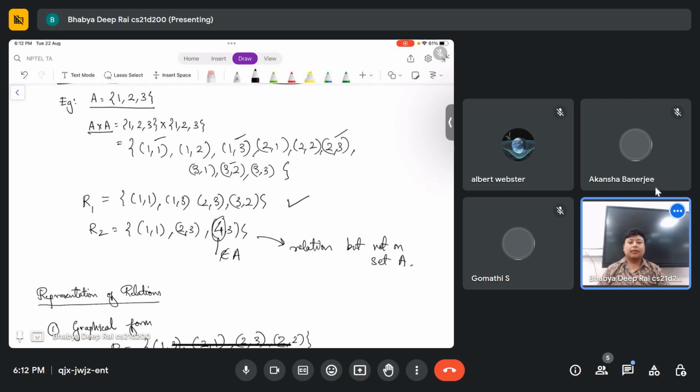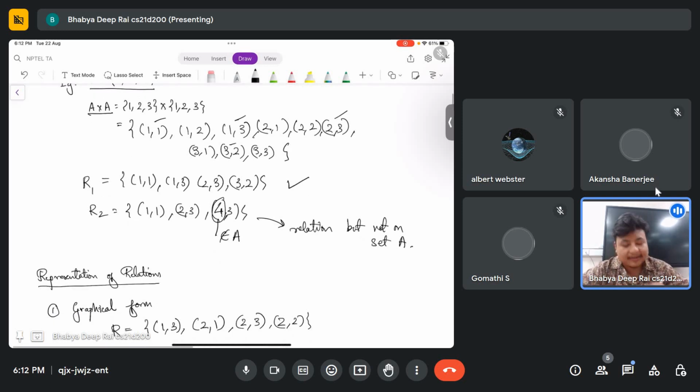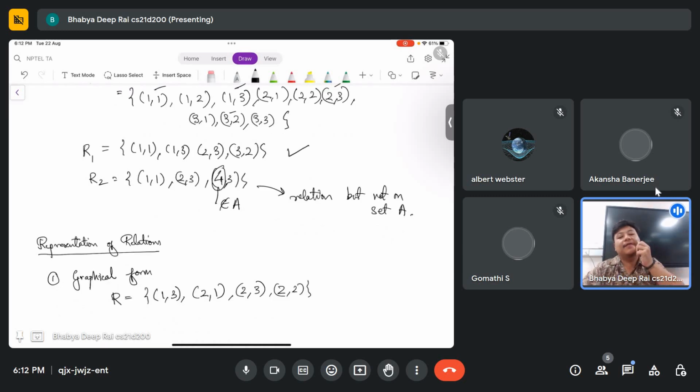This is as simple as it goes. This is what a relation is. You can just take the cross product of a set with itself and then take any subset of elements, and that's it. That you call a relation.